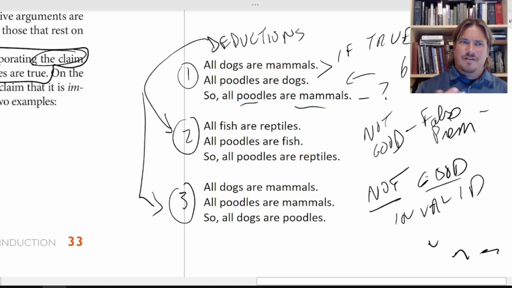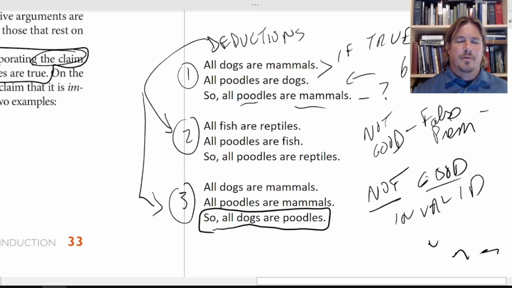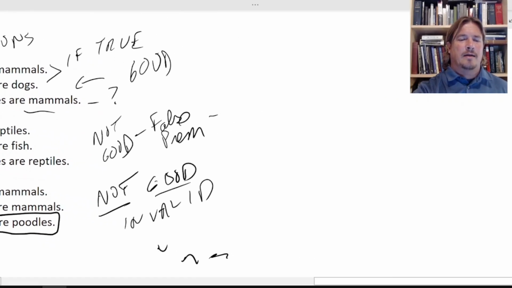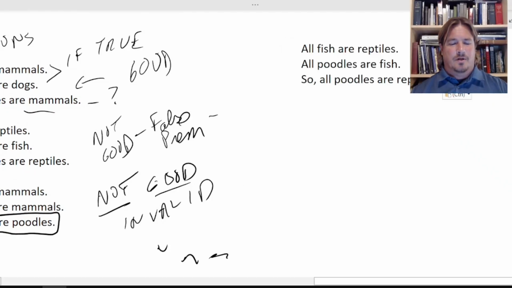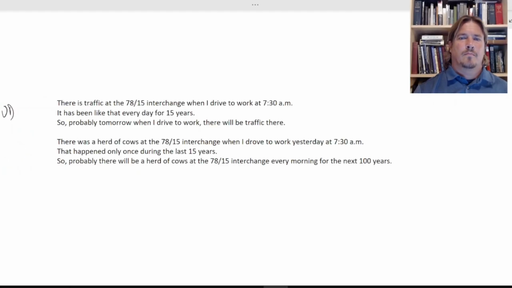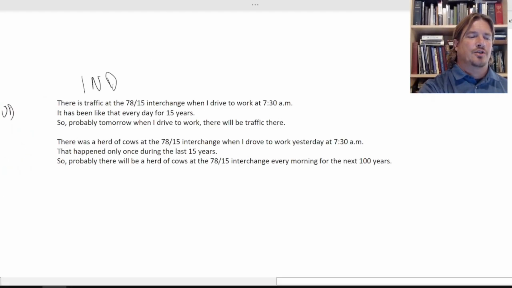But notice again the notion of deduction. In this conclusion in number 3, there's nothing new in that conclusion. Dogs and poodles are both in the premises. There's nothing new. But now let's take a look at some inductions. Here's a couple examples of some inductions.